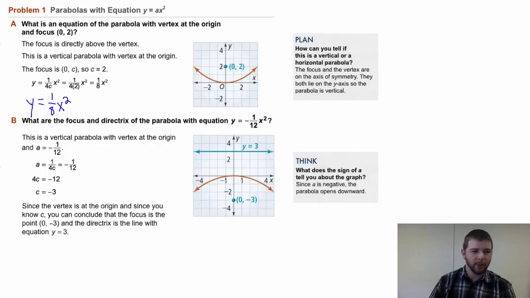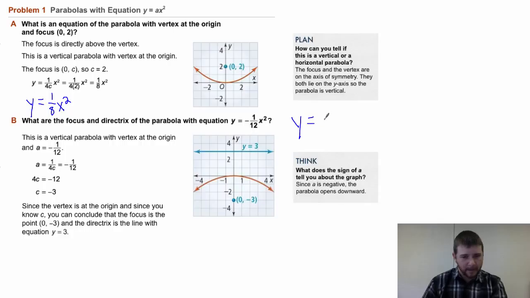And part B. What are the focus and directrix of the parabola with the equation y equals negative 1/12 x squared? So here we're kind of working in the opposite direction from part A. We're given the equation. We also have a nice graph below. We're given the equation and asked to find both the focus and the directrix. So we'll use what we know about the equation y equals 1 over 4c times x squared will equal, in this case, y equals negative 1/12 x squared.